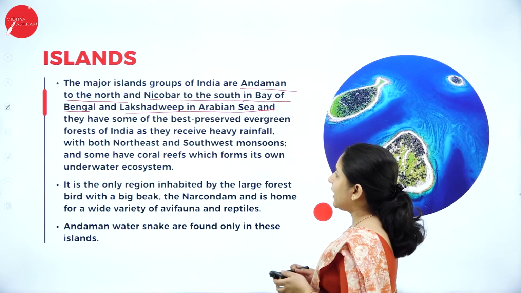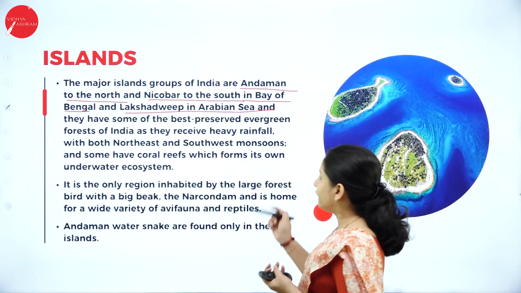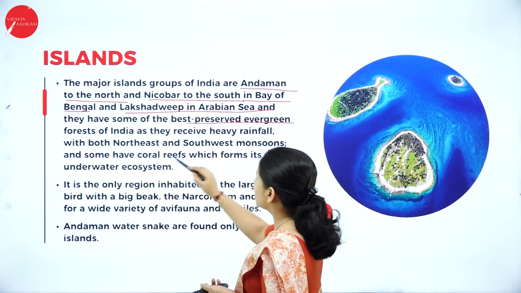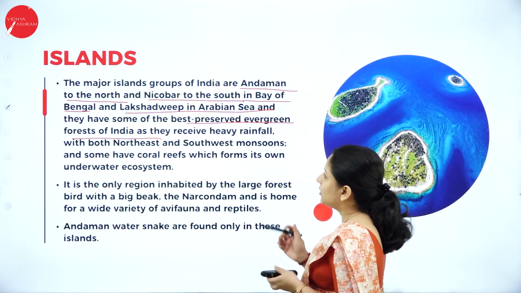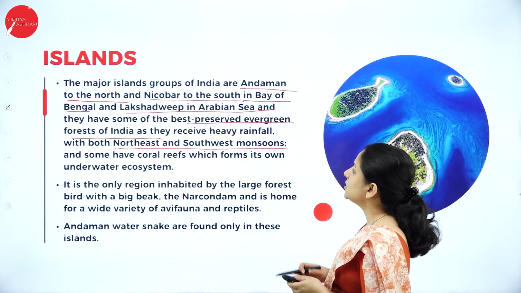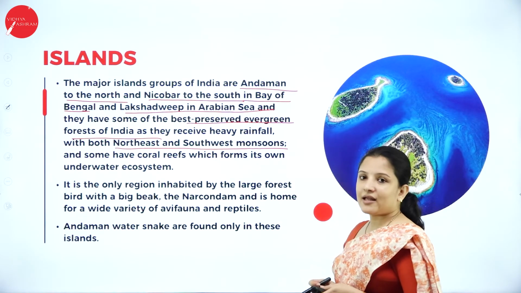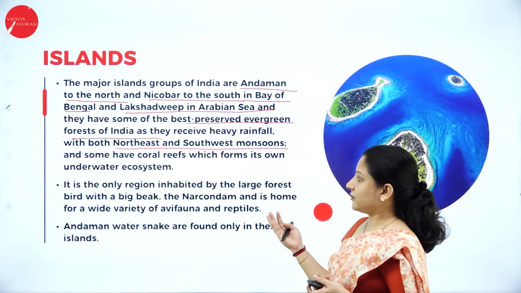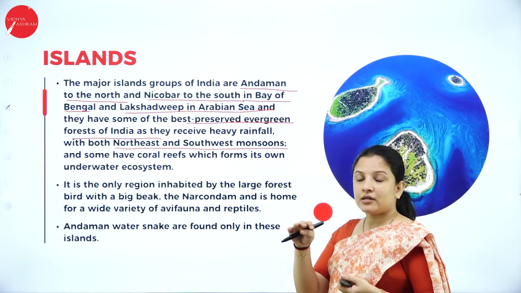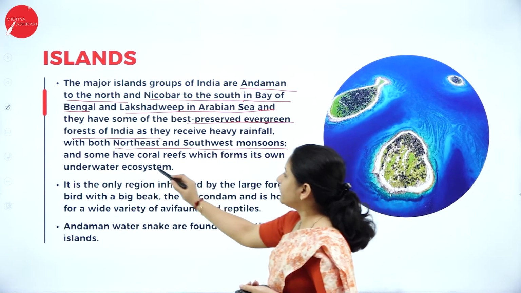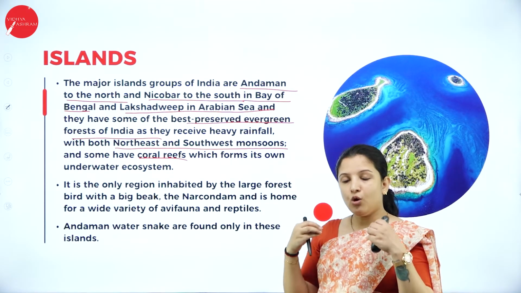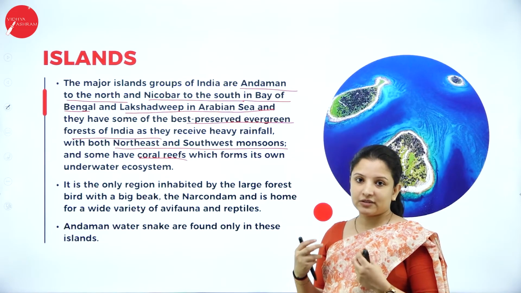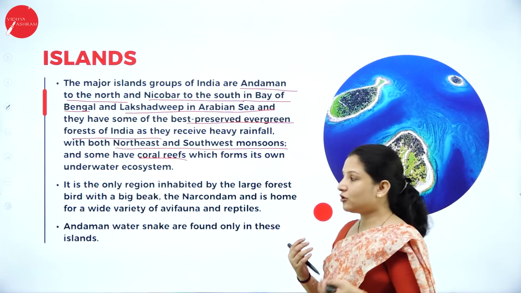And they have some of the freshest, or the best preserved, evergreen forests of India, as they receive heavy rainfall with both northeast and southwest monsoons. And because they are amidst the ocean, they have a lot of coral reefs. These coral reefs are home for millions of different species which we still do not know.